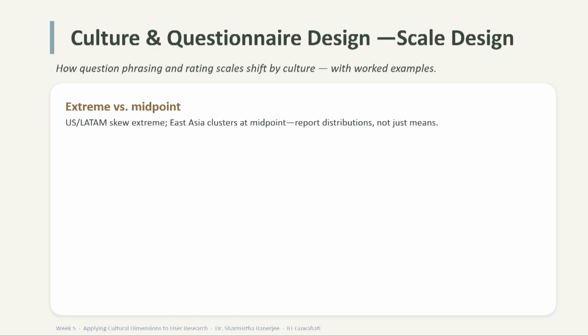Extreme versus midpoint. The US or LATAM skew extreme. East Asia clusters at the midpoint. Report distributions, not just means. What this implies is that a 4.2 mean in Brazil and a 4.2 mean on a Likert scale in Japan can hide very different curves. So try to look at the histograms rather than just the mean values.